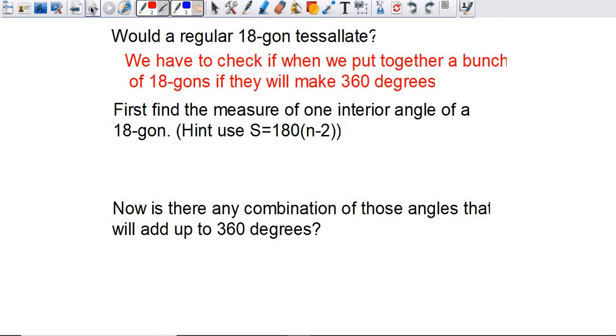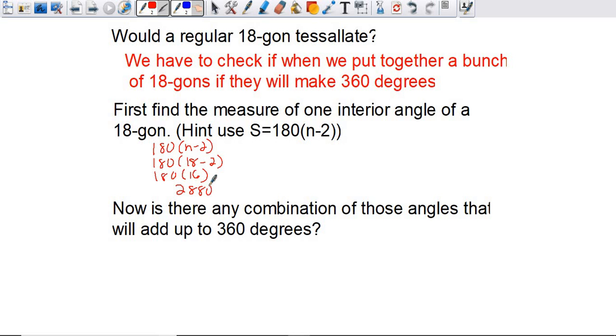So, the questions that they're going to ask you, would a regular 18-gon tessellate? So, the first thing we need to figure out is what one interior angle of an 18-gon is. The way that we're going to do that is we're going to use our formula 180 times n minus 2. N always stands for our number of sides, so in this figure it has 18 sides. 18 minus 2 is 16. So we take 180, multiply it by 16, and we get 2,880. Now that's what all of them add up to.